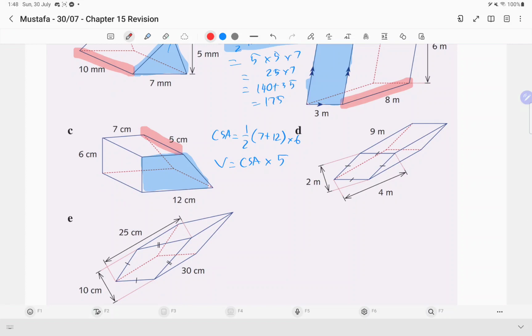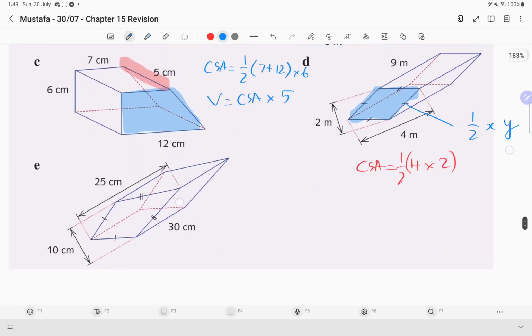Okay, question D. What's the cross-sectional area? Is that a rhombus? It is a rhombus. That's right. What's the formula for the area of the rhombus? The diagonals. So 4 and 2. Height times 2 times 4, for the volume. No, for the cross-sectional area. No, the cross-sectional area is half times xy. Remember, for the rhombus, it's half xy, and x and y are the diagonals.